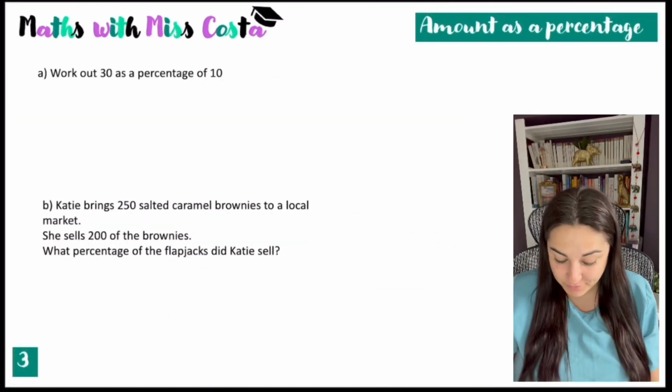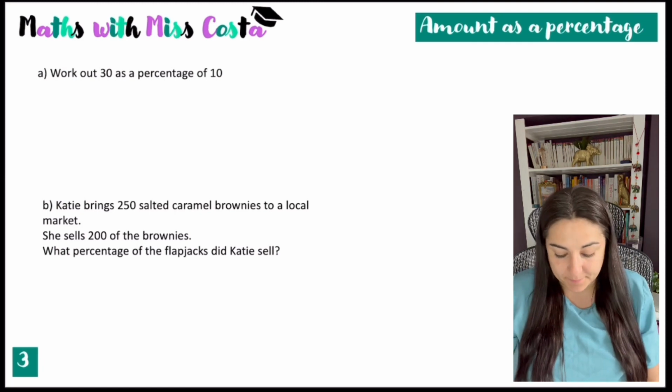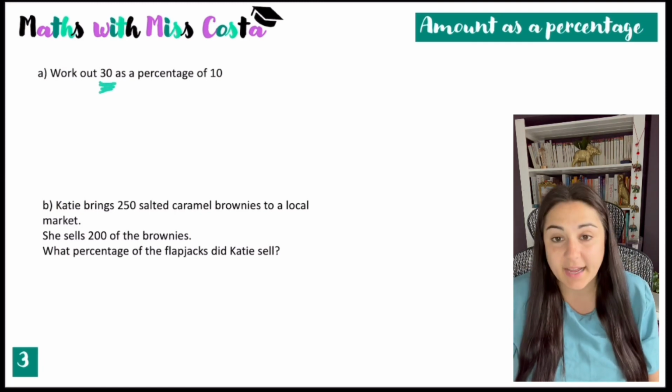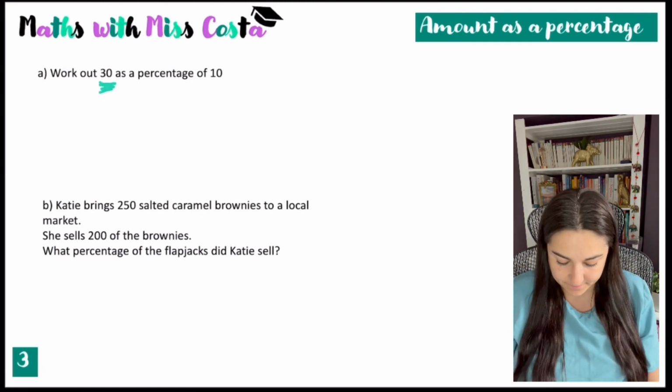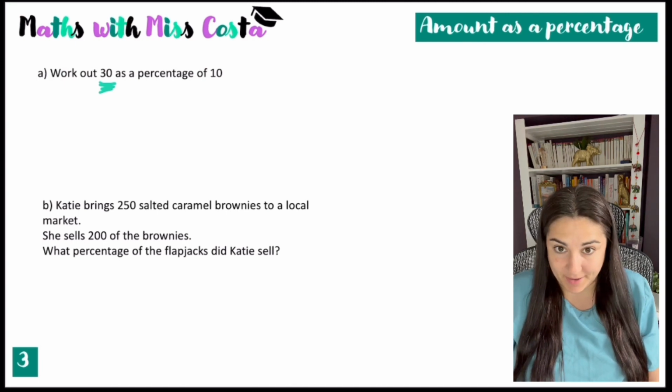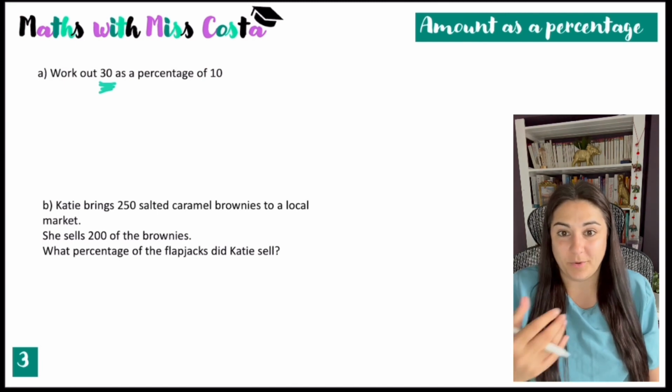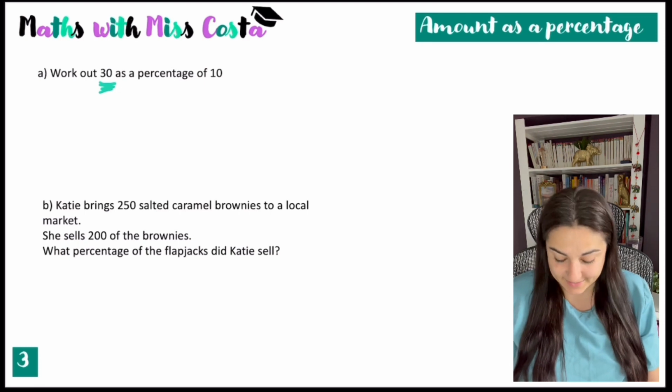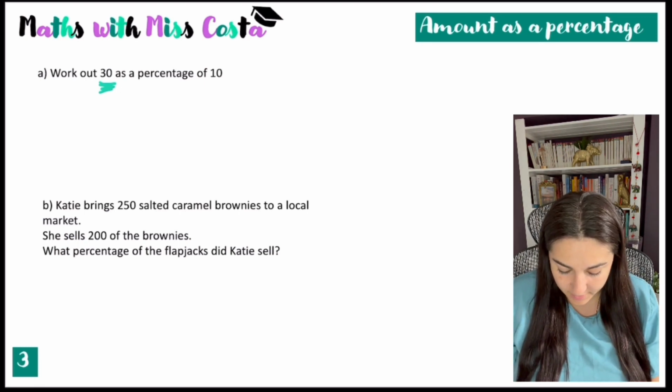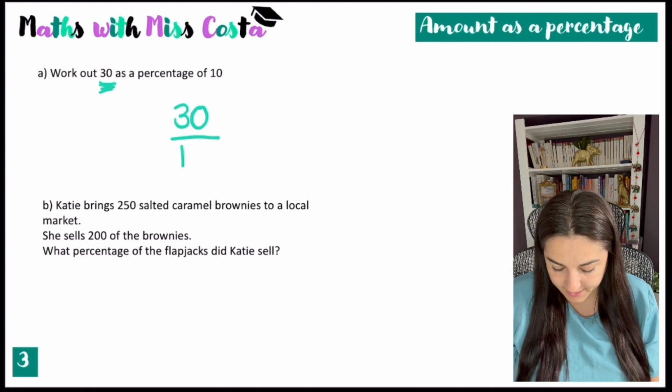Okay, so an amount as a percentage. So I'm being asked here to work out 30 as a percentage of 10. So 10 is the amount, and 30 is what I want to represent it as a percentage of. So 30 as a percentage of 10, I would write it out of 10, and then I'd multiply it by 100.